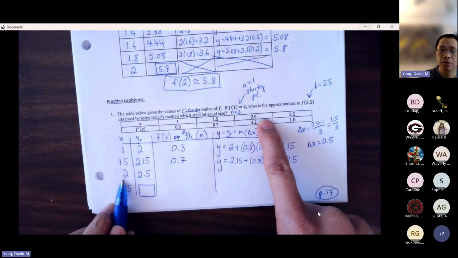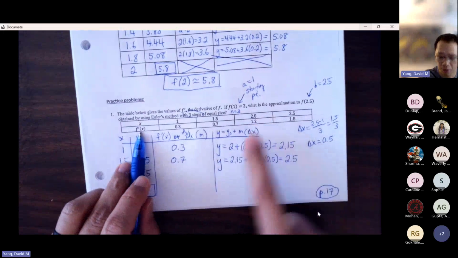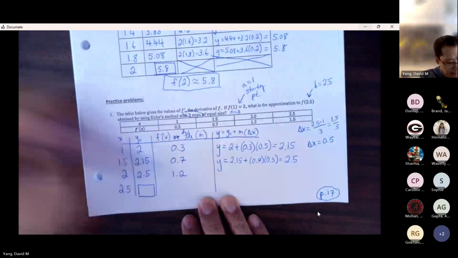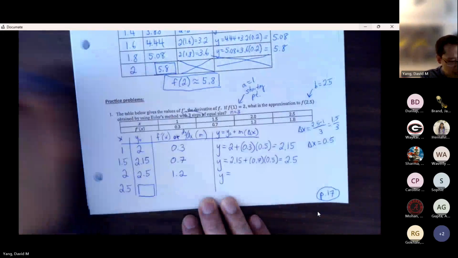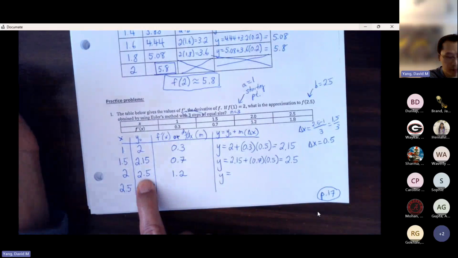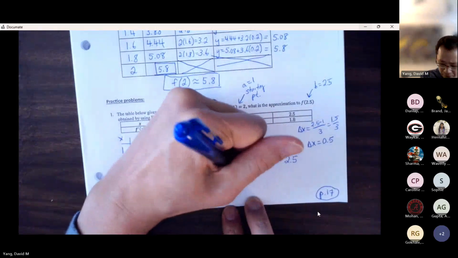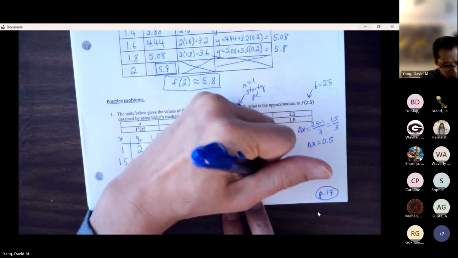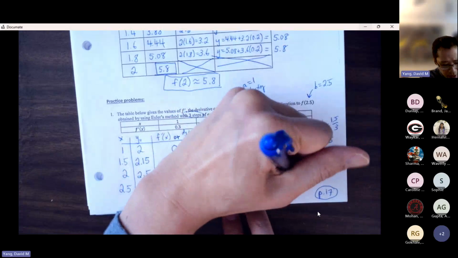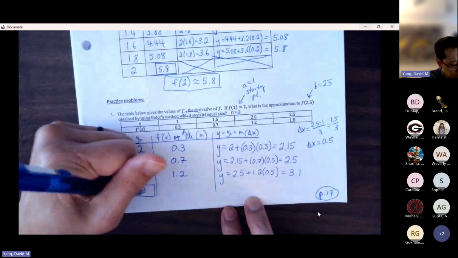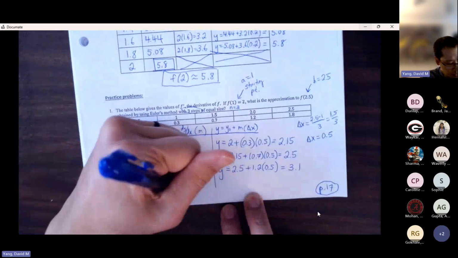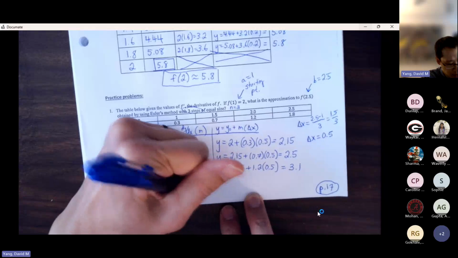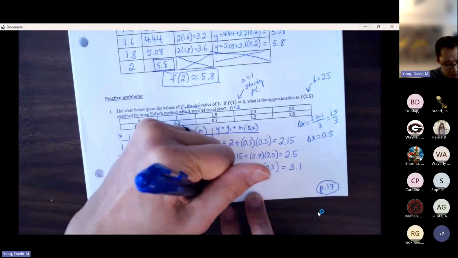Now we're at 2, so f prime of 2 is 1.2. Take our current y value, and we get 3.1. So 3.1 is our answer. We can say using Euler's method, our approximated y value at 2.5 is roughly 3.1.